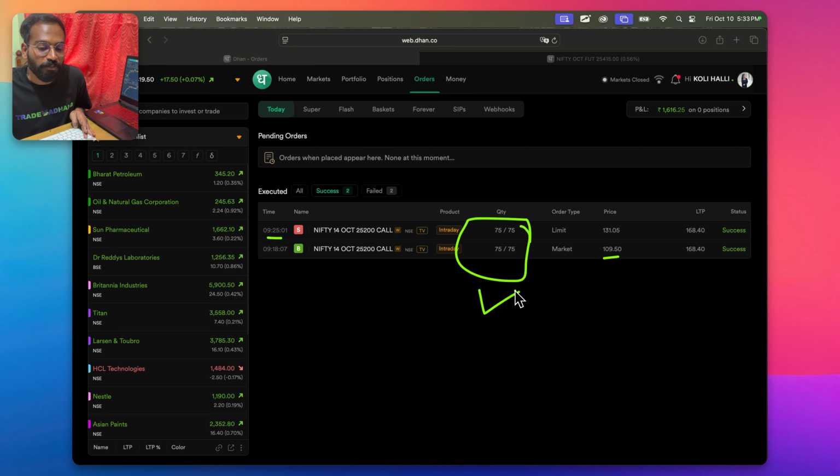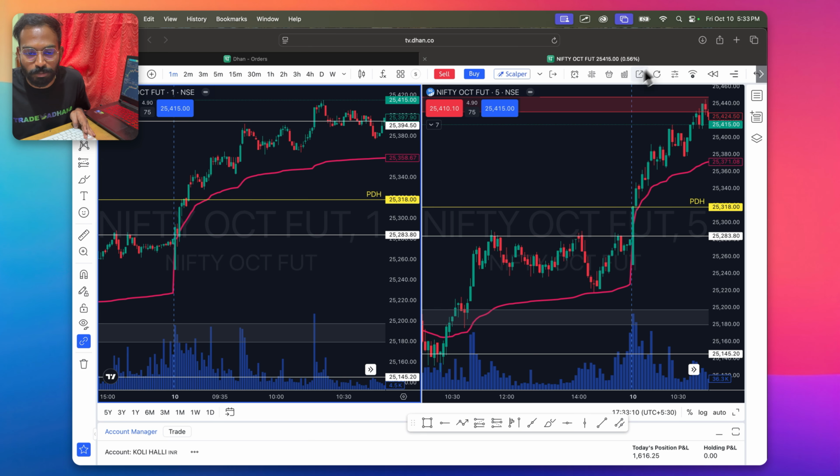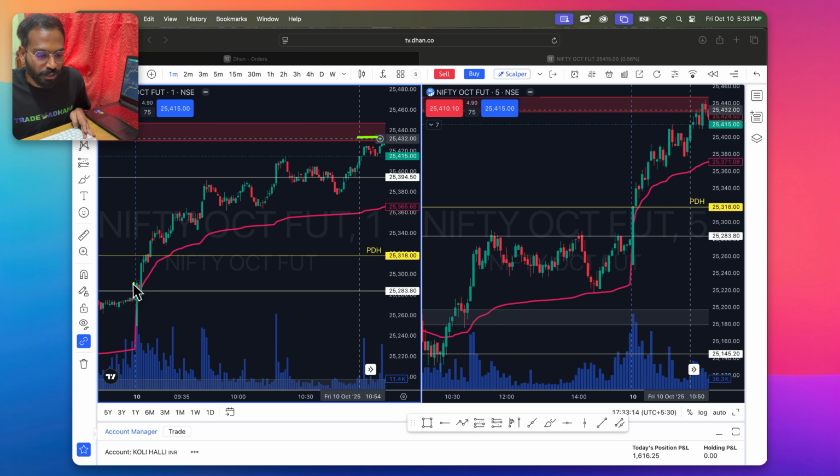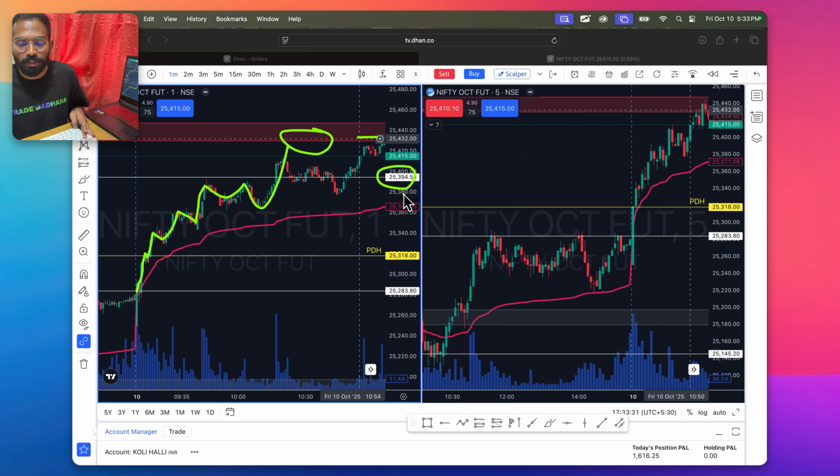If I was more patient, then this contract, the 100, went all the way to 210. That was the high, if I had held until my supply zone, right up until here. See, look here. In 1 minute, it's clearly making higher highs, higher lows, and it reached all the way to my supply zone. Even if not, if I had held until this pivot point, which is around 25,394, that would have been rewarded really well as well.